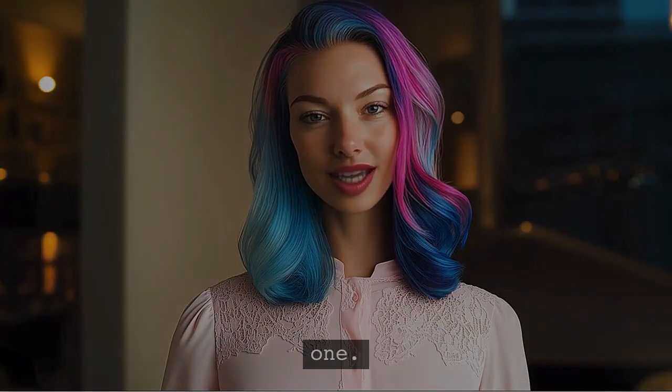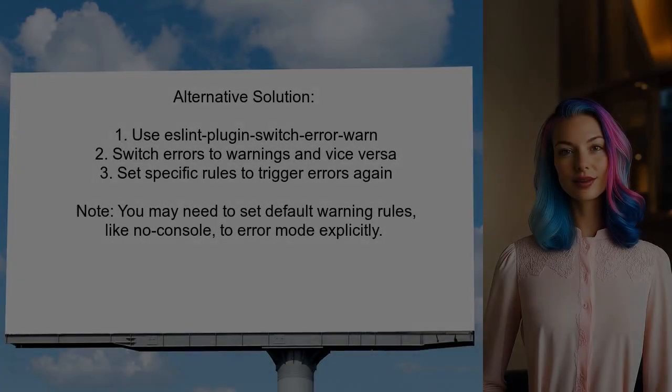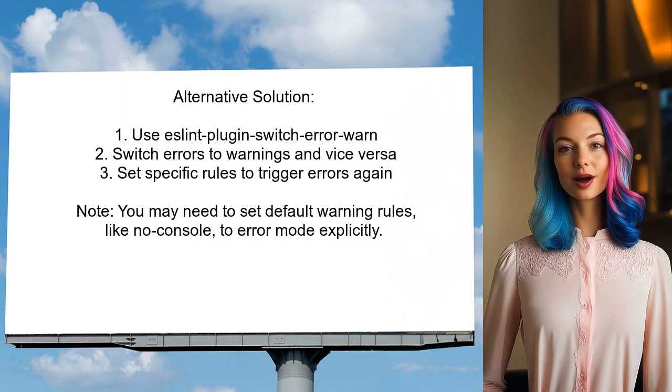Let's explore another one. An alternative solution is to use the eslint-plugin-switch-error-warn. This plugin allows you to switch errors to warnings and vice versa. You can set specific rules to trigger errors again, giving you more control over your linting process.